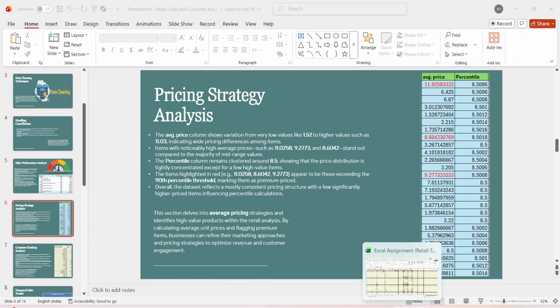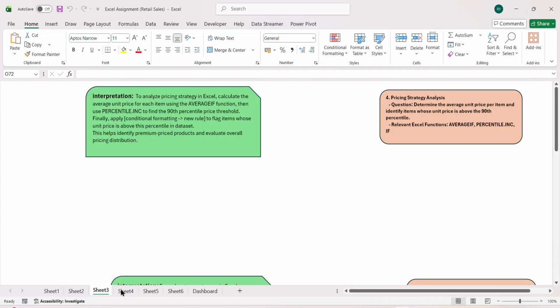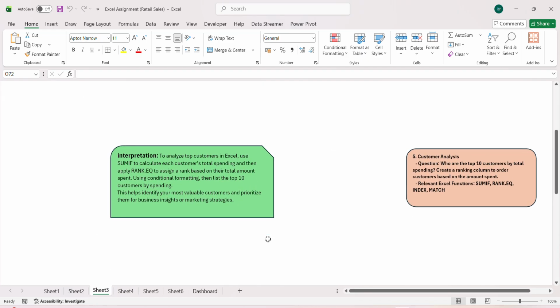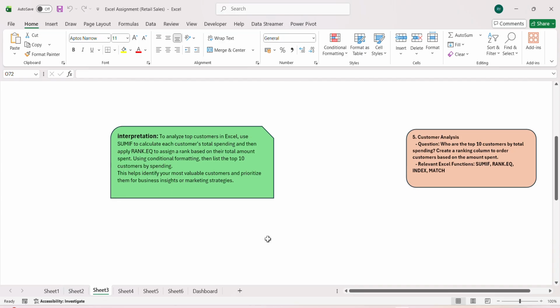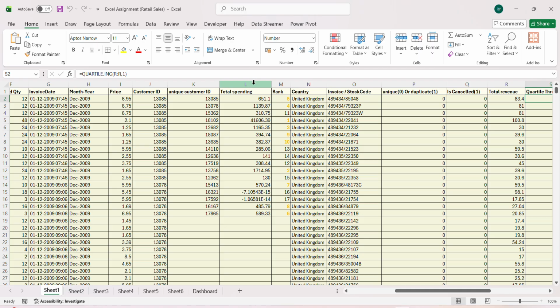Now moving on to the next question, which is customer analysis. We have to find top customers by total spending and give a ranking column. I used SumIf to calculate each customer's total spending. Then I applied a rank. Let's have a look here. Here we have the column of total spending, and I have ranked from 1 to 10.